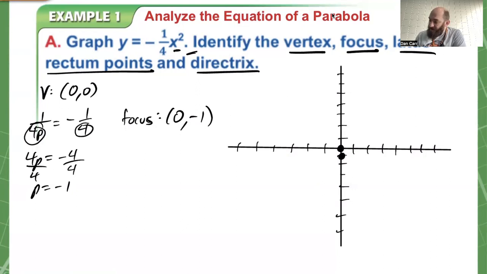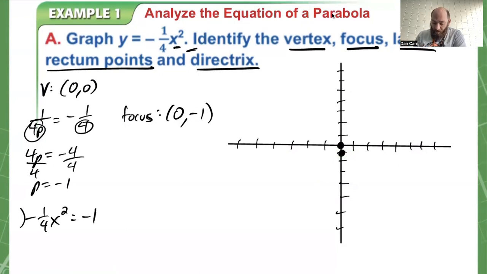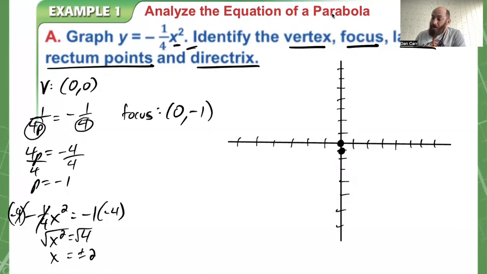Then let's find the latus rectum. The latus rectum has the same y value as the focus point, so it's negative 1. Algebraically, when does negative 1 over 4 x squared equal negative 1? If I multiply both sides by negative 4, I get x squared equal to a positive 4, and then I take the square root so I get plus or minus 2. That's my two endpoints.